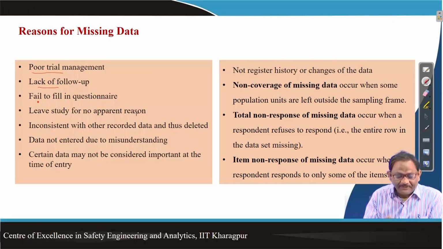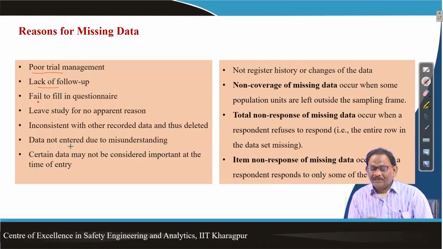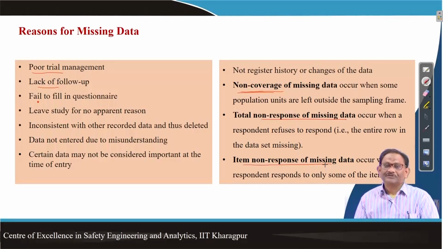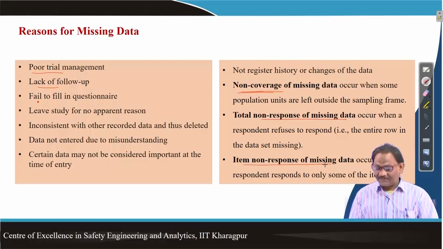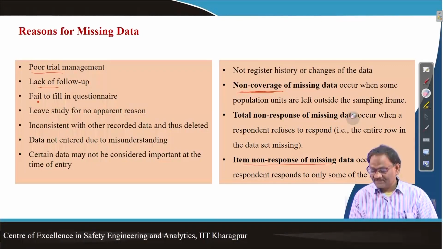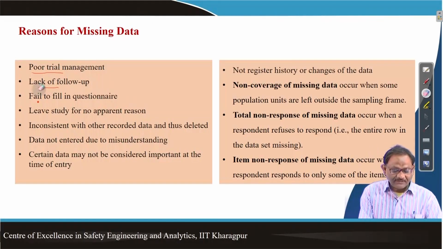Leaving the study for no apparent reason, data inconsistent with other recorded data and thus deleted, data not entered due to misunderstanding, certain data not considered important, no register of history or changes of the data, non-coverage of missing data, then total non-response, then item non-response. Some are given here, but this need not be the complete set of reasons. You have to know the other reasons.